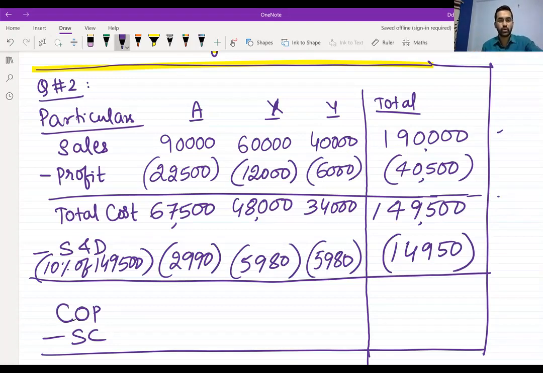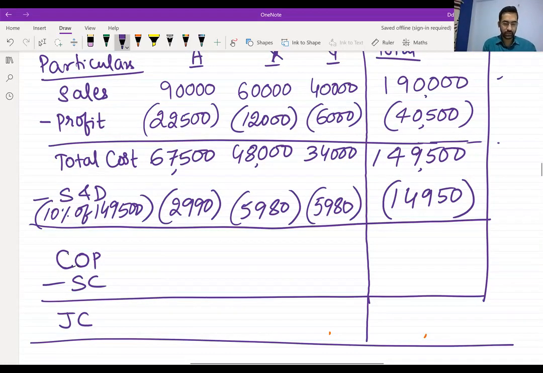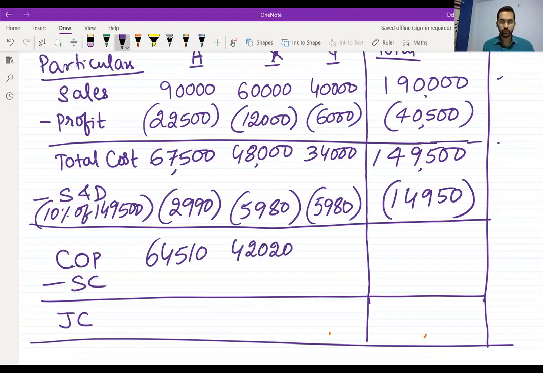Yes. Now from total cost, if you deduct selling and distribution cost, you should get cost of production. Do it. 67,500 minus 2,990, 64,510. 48,000 minus 5,980 will be 42,020. Last one, 34,000 minus 5,980, 28,020. This is 134,550. Right. We have come till cost of production.